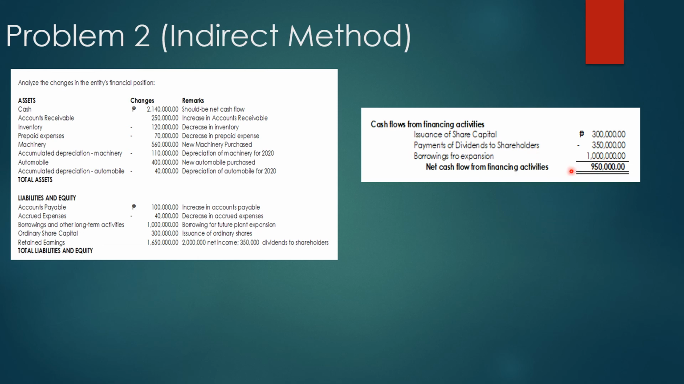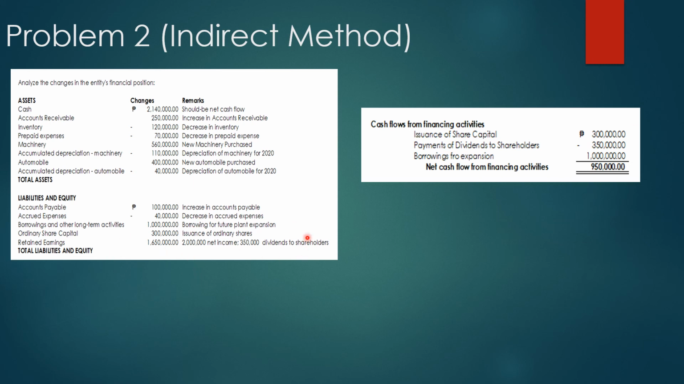Payments of dividends to shareholders, negative 350. Ito yung nasa additional info. And then, borrowing for expansion, 1 million. So, ma'am, bakit 350 lang yun nandyan, hindi 1,650? Kasi, di ba si net income, part siya ng operating, yung 2M doon. So, if i-combine mo naman sila lahat-lahat, magneneto pa rin siya ng 1,650.